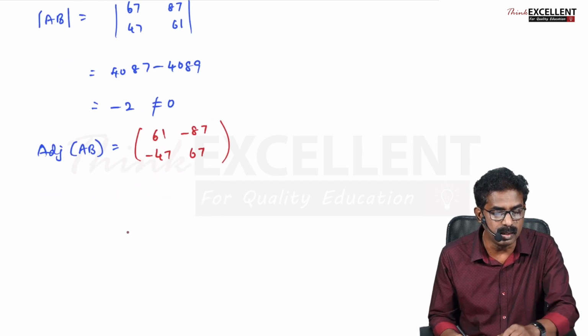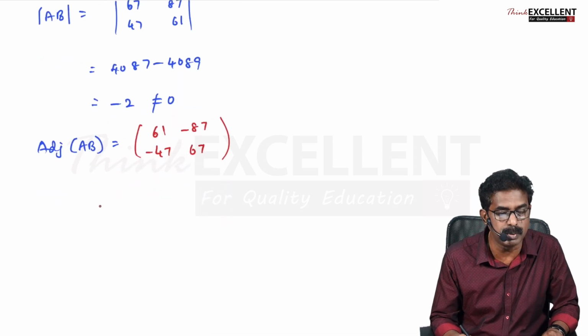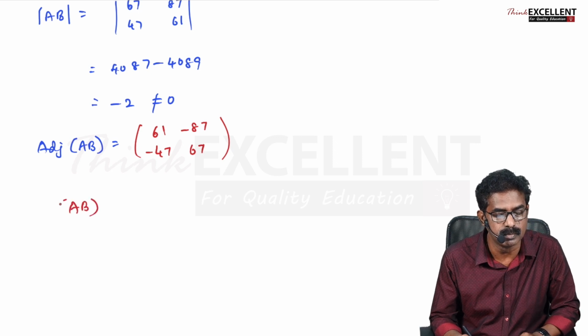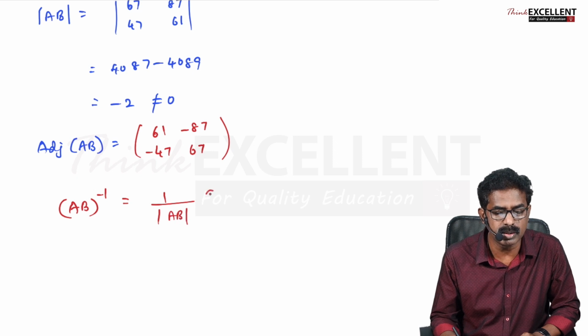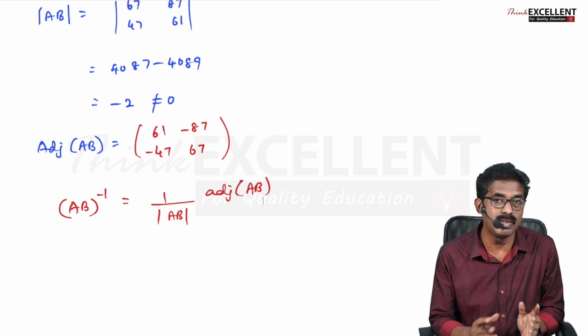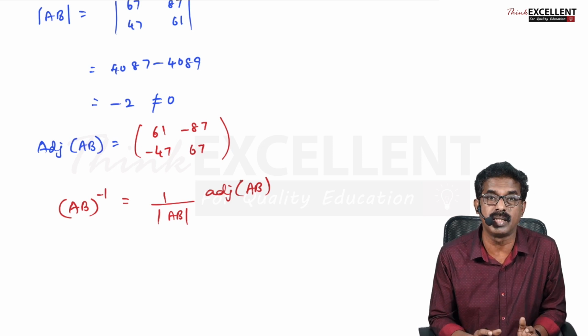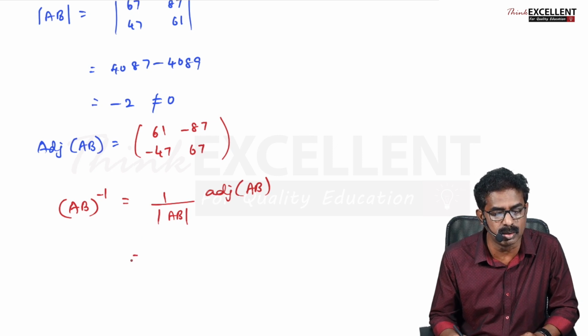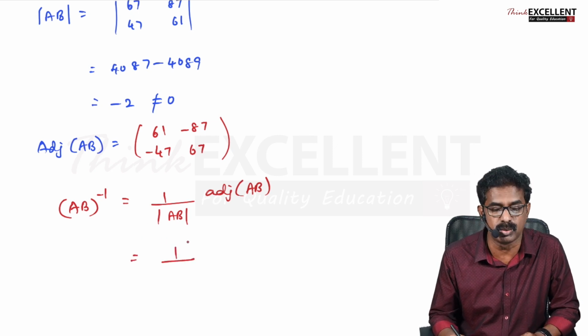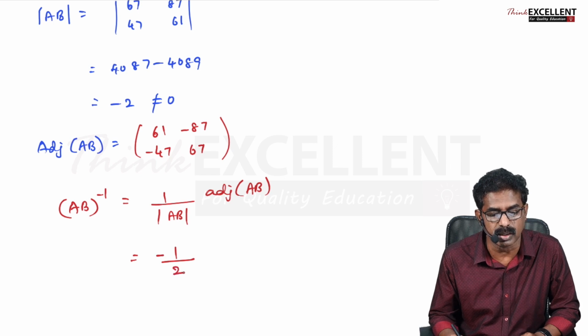So now AB inverse, right? You can write AB inverse is equal to 1 by determinant AB into adjoint AB. Instead of A, we have AB, that's all. A inverse, you know, is 1 by determinant A into adjoint A. Instead of A, what do you have here? AB. Okay, so just substitute: 1 by determinant AB is minus 1 by 2. Adjoint AB is 61, minus 87, minus 47, 67.